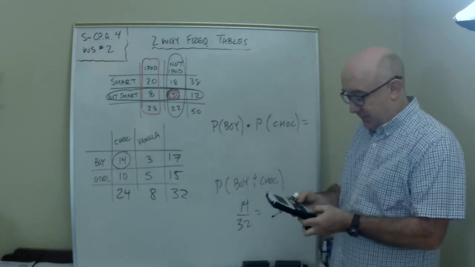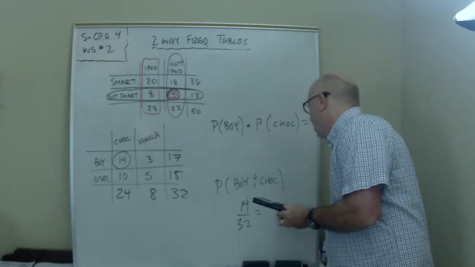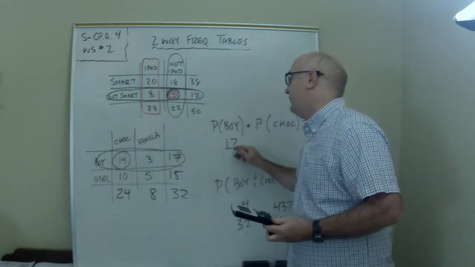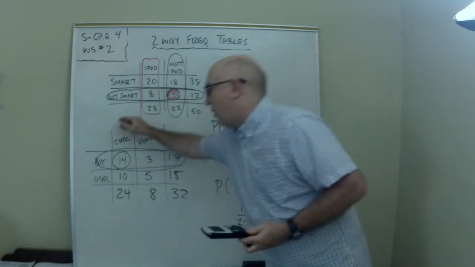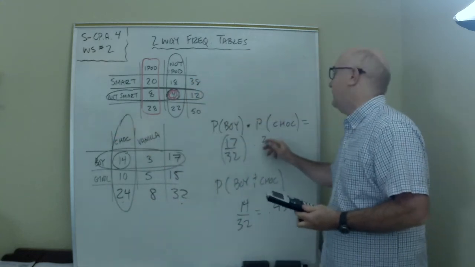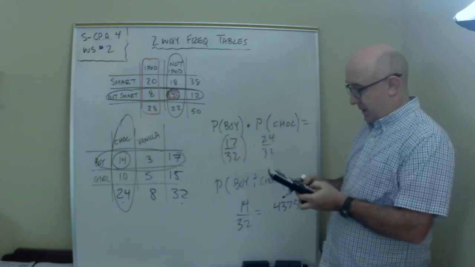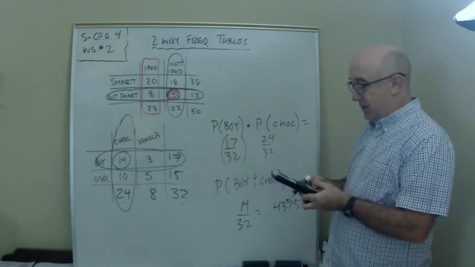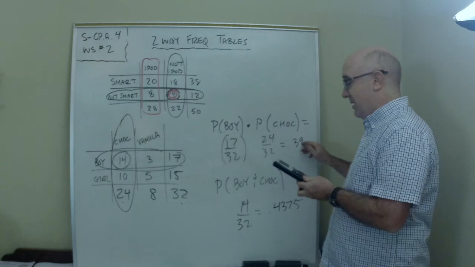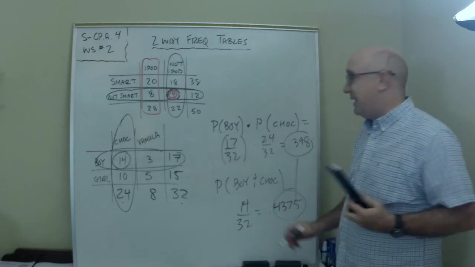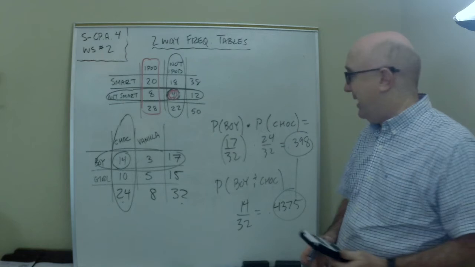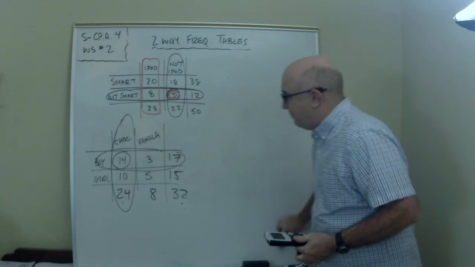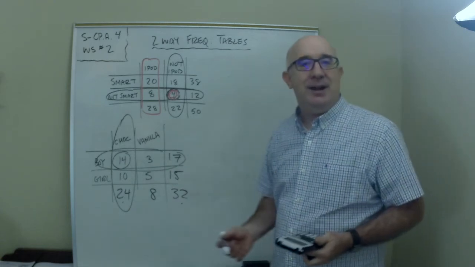Let's get that as a decimal. 14 divided by 32 is 0.4375. Now if I take the probability of boy, which is 17 out of 32, and multiply it by the probability of chocolate, which is 24 out of 32, I get 17 times 24 divided by 32 divided by 32, which comes out to 0.398. These numbers are not the same, and so they are not independent. They have to be dependent on each other. So knowing the gender does impact your knowledge about what flavor they pick.